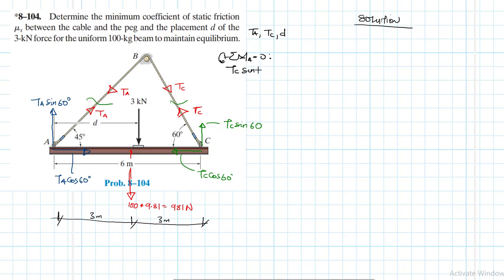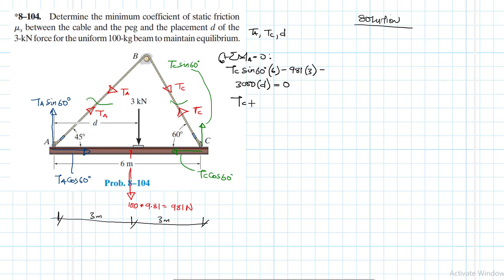Alright, so let's continue. So TC sine 60 times the lever arm, which is 6, and this is an anti-clockwise or positive moment, minus 981 times 3, and then minus 3000, since these 3 kilonewtons have been converted to 3000 newtons, times D, since my 981 is in newtons, equal to 0.